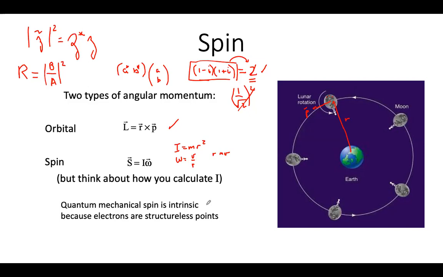Now, but there is something different about quantum mechanics. We talk about an electron. Quantum mechanical spin, we say it is intrinsic. It is just something that the particle has that we really can't explain with classical reasoning because we think electrons are structureless points. And for the longest time, scientists tried to go the other direction. They tried to figure out, well, what is the size of an electron? And where is the charge distributed on an electron?